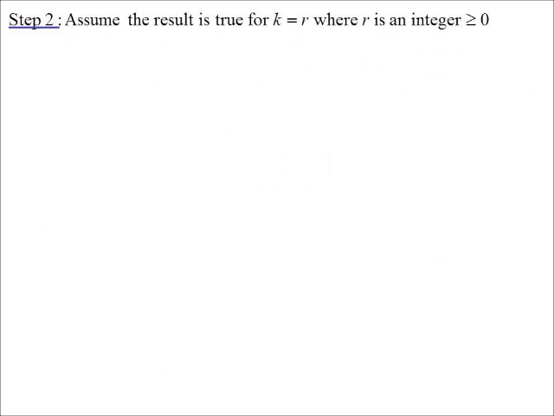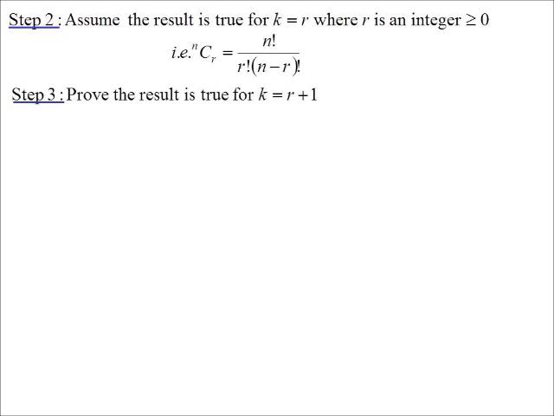So I'm going to assume it's true for k equals r. r is some integer. So nCr is n factorial over r factorial, (n minus r) factorial. We're going to prove it true for r plus 1. So I want to prove nC(r+1) is n factorial over (r+1) factorial, (n minus r minus 1) factorial.